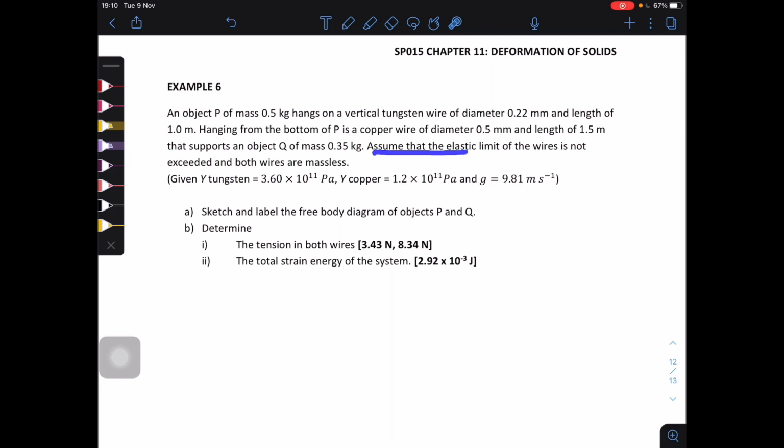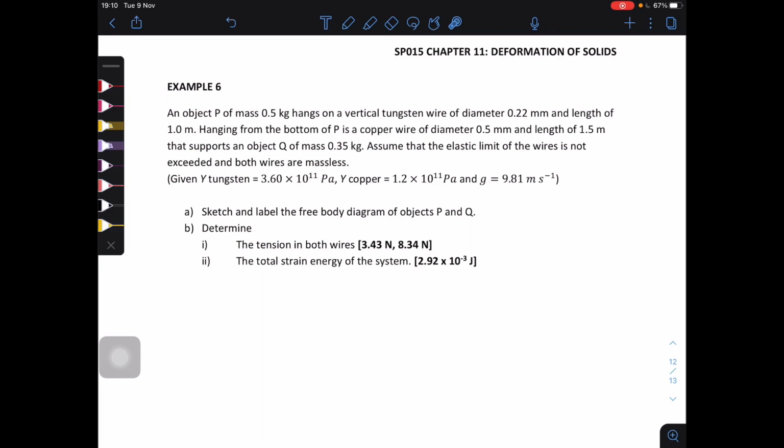Assume that the elastic limit of the wires is not exceeded and both wires are massless, given the Young modulus of the tungsten and the copper, and also the gravity here. Okay, first sketch and label the free body diagram of the objects P and Q, and then determine the tension in both wires and the total strain energy of the system.